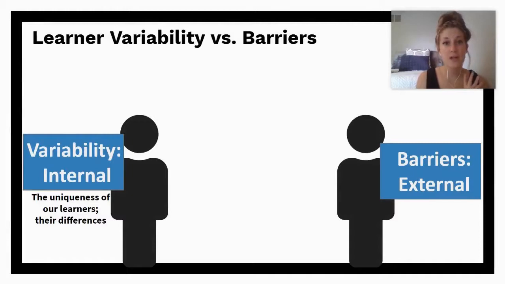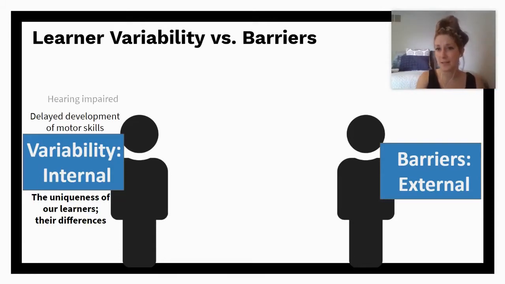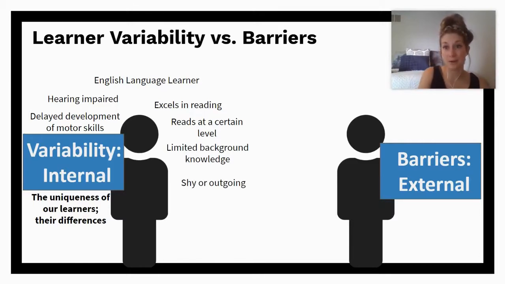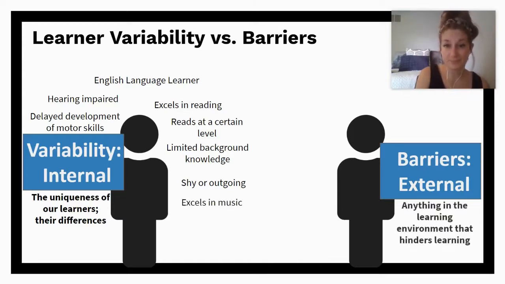So thinking about learner variability and barriers, very key differences here. I'm going to go through a couple of examples here. Learner variability. Variability is something that's internal. It's what makes our learners unique. It's their differences. It's the things that we can celebrate. It's what makes them themselves. So examples are that we might have an English language learner or someone who's hearing impaired, excels in reading or reads at a certain level, limited background knowledge of a topic in one class or more background knowledge in another class, shy or outgoing, excels in music.